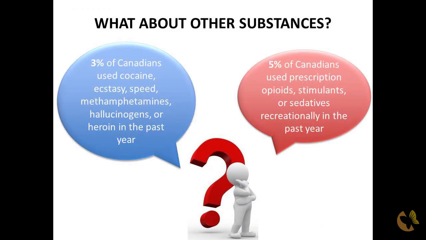So what about other substances, right? We talked about alcohol and cannabis. These next ones are lumped into categories, but here we have all of our illicit drugs. In Canada, about 3% of Canadians used things like cocaine, ecstasy, speed, methamphetamine, hallucinogens, and heroin in the past year. And when it comes to prescription medication used for recreational purposes, so not for medical purposes, 5% of Canadians used prescription opioids, stimulants, or sedatives in the past year.